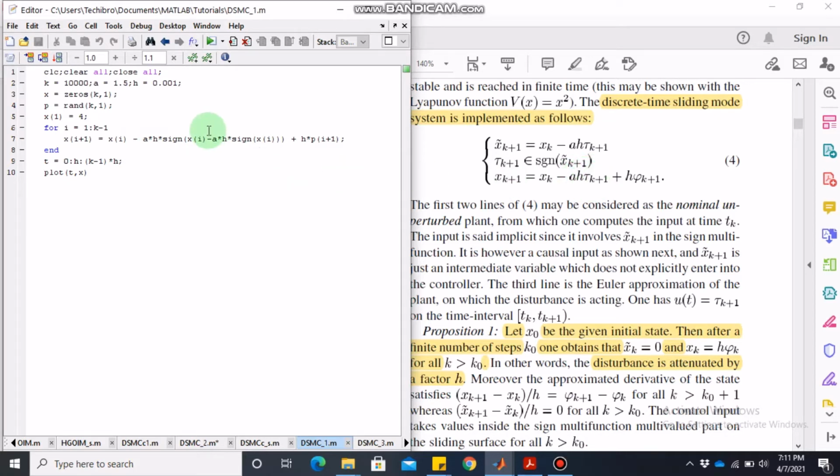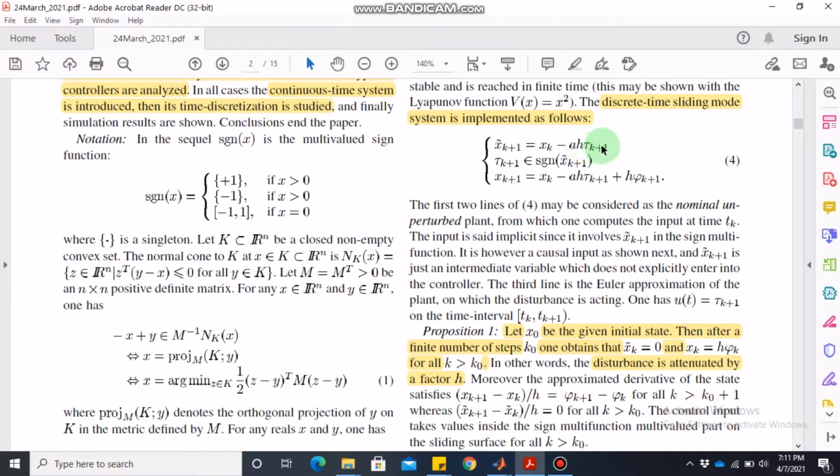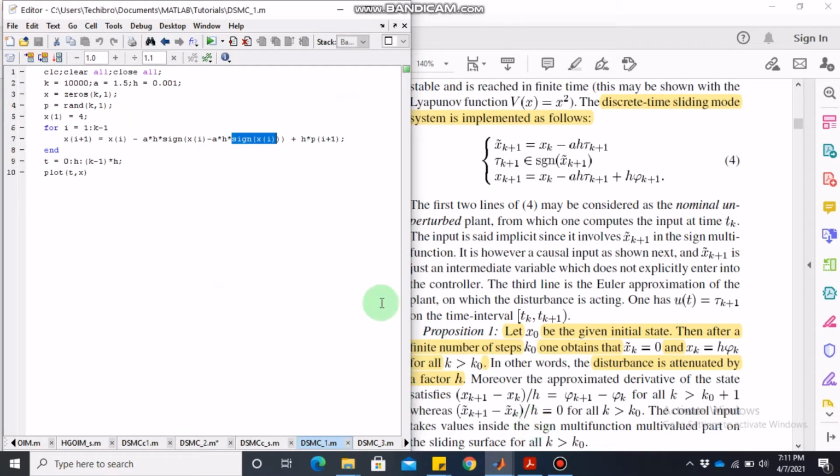Now I have defined tau of k to be sine of x tilde, where x tilde is x of k minus a times h times sine of xi, this is tau of k. So here, instead of using tau of k plus 1, in the code I have used tau of k, which is just the sine of x of k. So here the time step is represented by k. Here in the for loop, time step is represented by I.